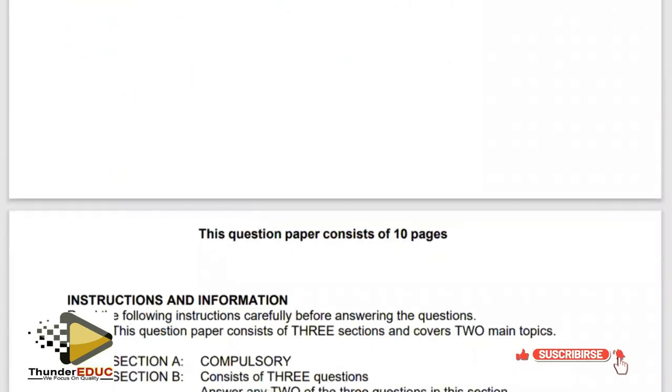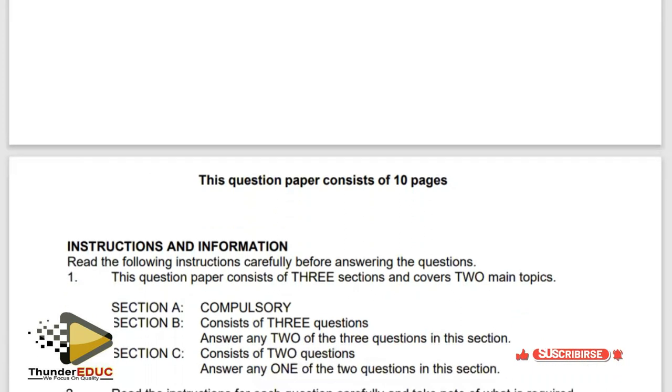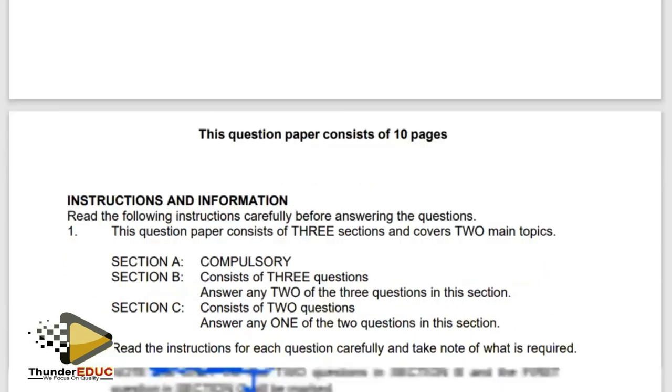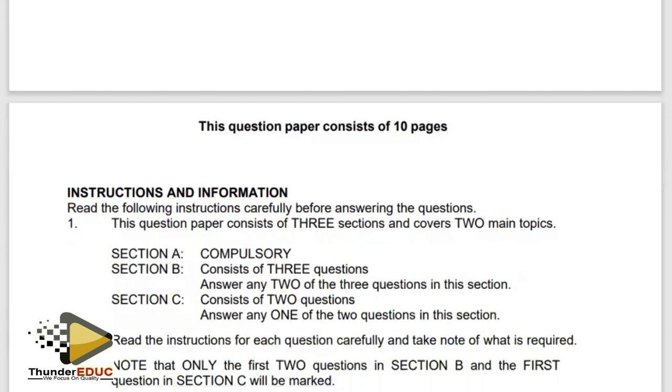It has the following instructions. As usual, you must be used to these instructions. Yes, it has three sections as usual. Section A, which is always compulsory. Section B, which consists of three questions, and you're supposed to always choose three questions.